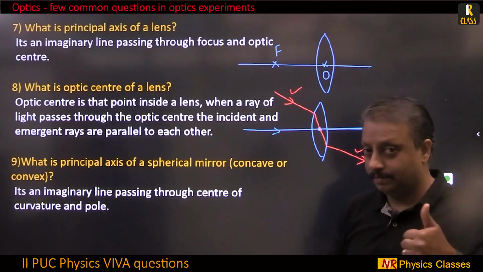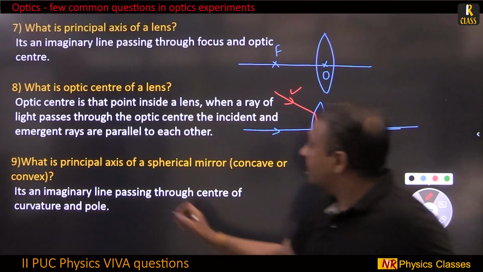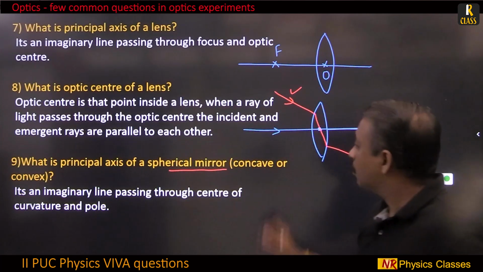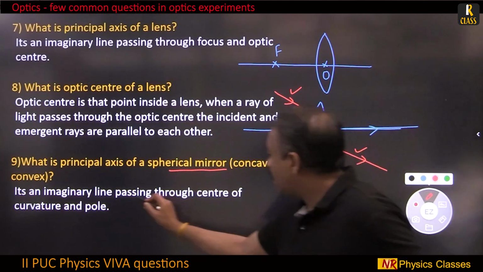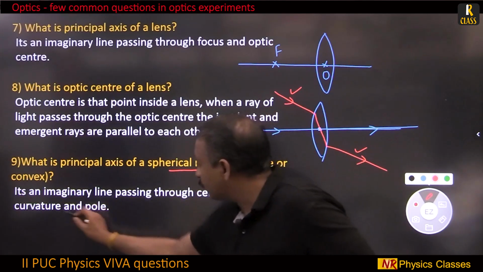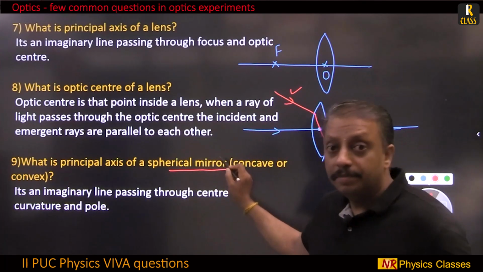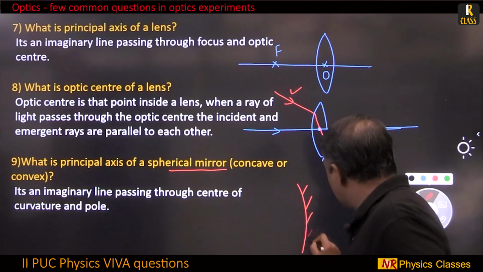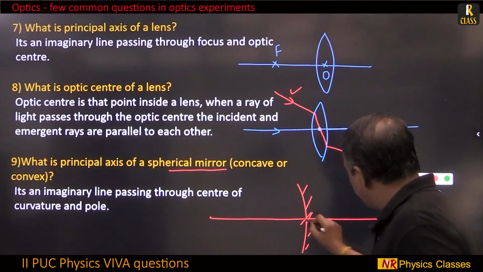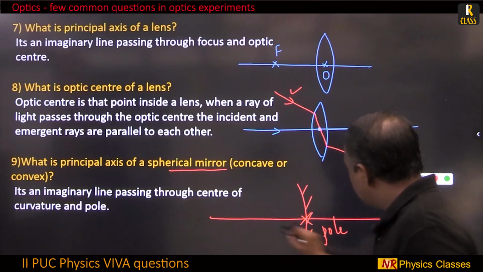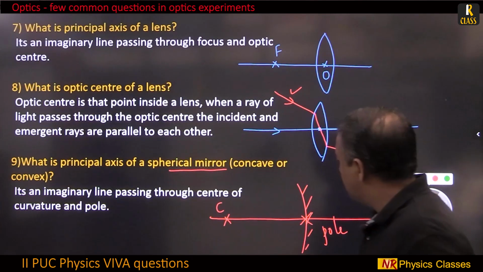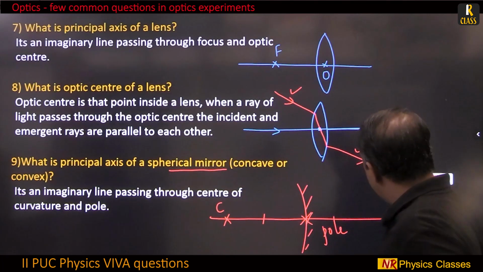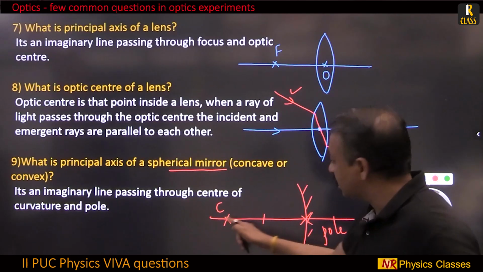Okay, good. What is principal axis of a spherical mirror? Concave or convex? It's an imaginary line passing through center of curvature and pole. When it's a mirror, say concave mirror, this is pole and this is center of curvature. Of course, focus will be there. Principal axis, imaginary line passing through pole and the center of curvature.